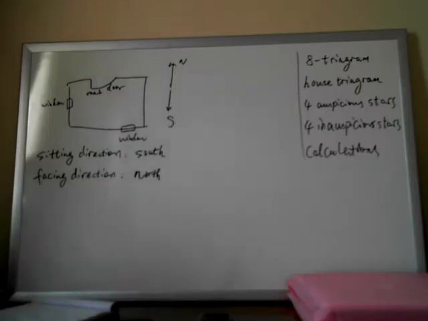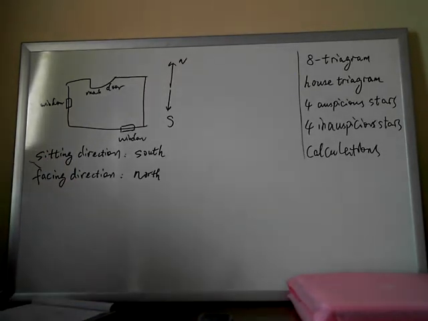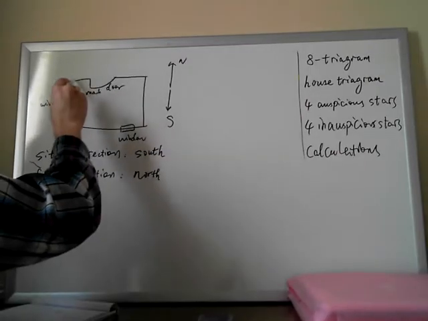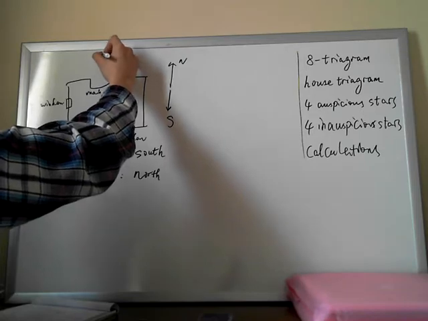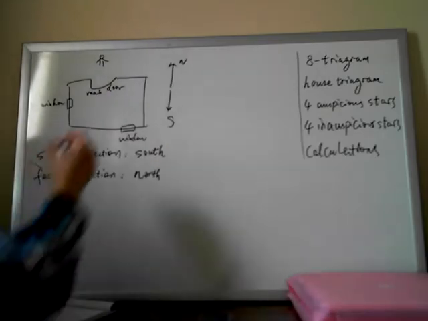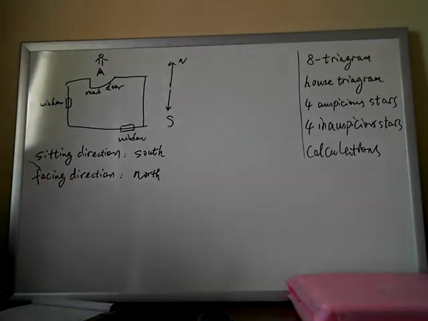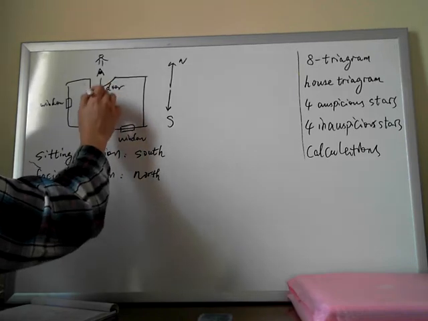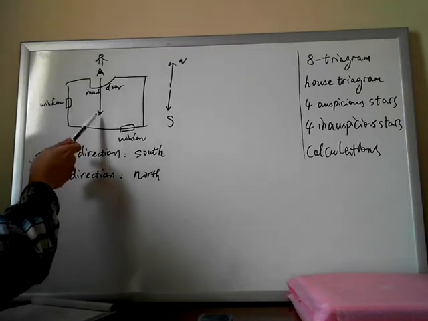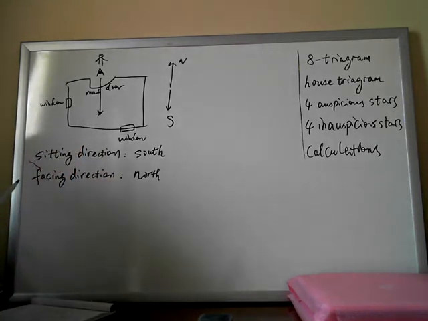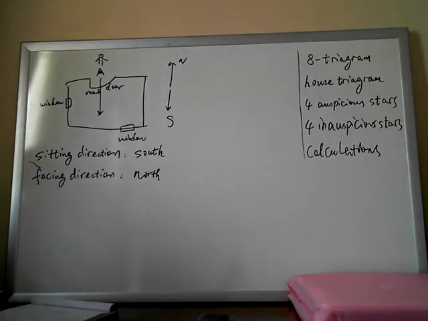So how to determine the sitting direction is, imagine that you stand outside of this house, looking at the main door. There is one guy standing here, that's you, and your eye is here. Not a good drawing. Your eye is here, and you're looking this way. You're looking into the house, and the direction you are looking at is the sitting direction of the house.